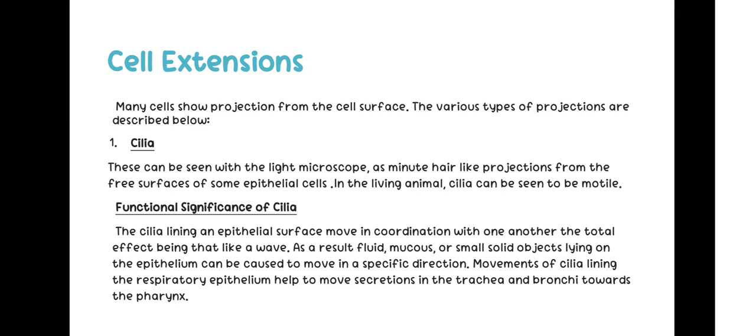Functional significance of cilia: the cilia lining an epithelium surface move in coordination with one another, the total effect being like a wave, and as a result, liquid, mucus and small solid objects lying on the epithelium can be caused to move in a specific direction. The movement of cilia lining the respiratory epithelium helps to move secretions in the trachea and bronchi towards the pharynx. For example, the respiratory system has cilia, which help the movement of the air entering through the respiratory system, moving it to the trachea and from the bronchi towards the pharynx.